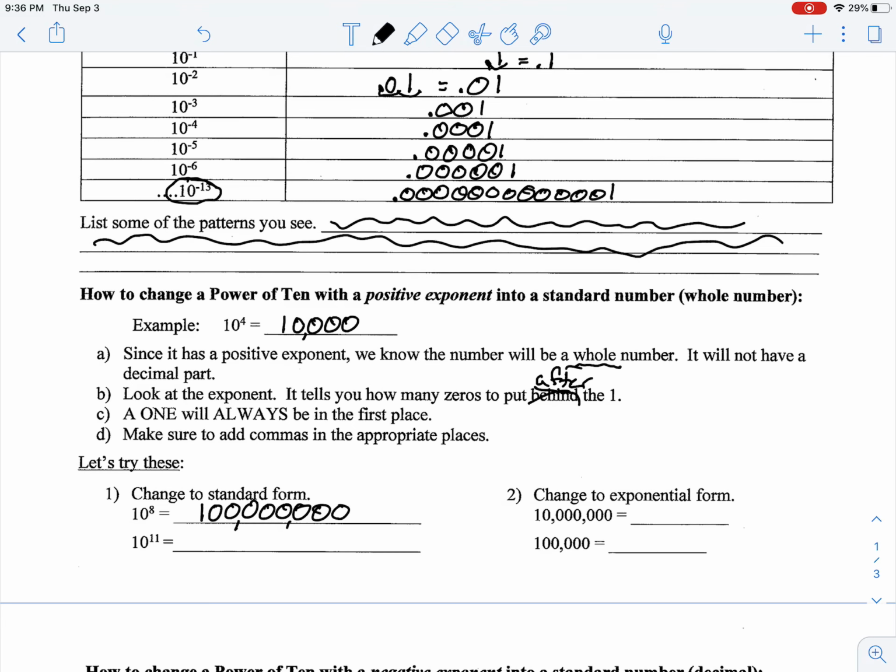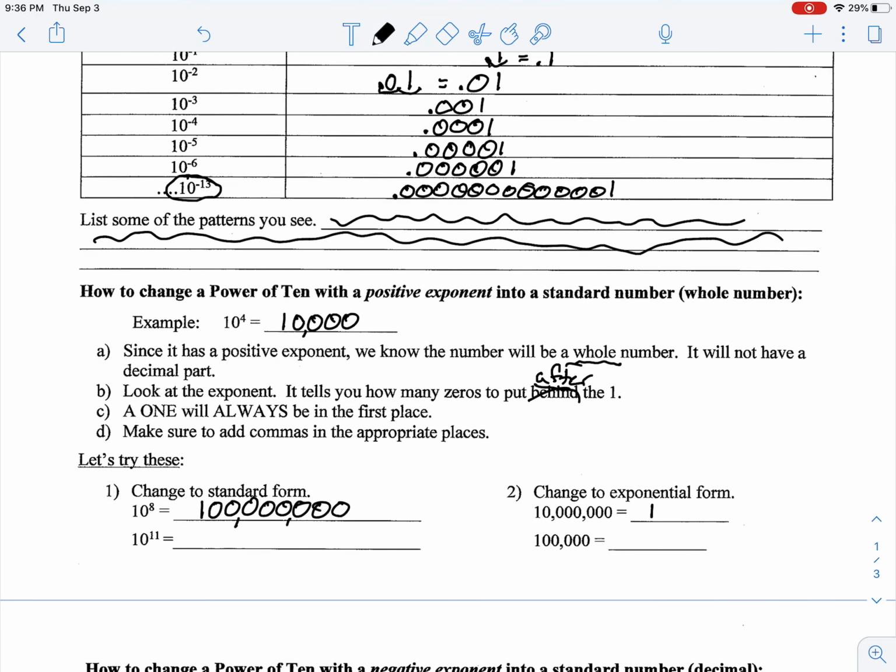Now going the other way, we want to change this into exponential form, as we have up above. So our base is 10, and how can we tell how many 10s we multiplied together? Well, we just count our zeros here. So we have 1, 2, 3, 4, 5, 6, and 7. So our exponent would be a 7. 10 to the 7th is what this is equal to. I want you to try to change the other two into standard and exponential form yourself.